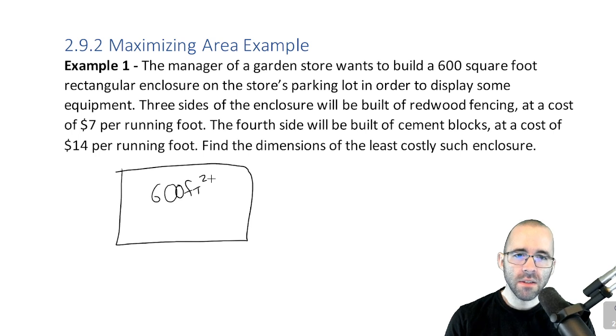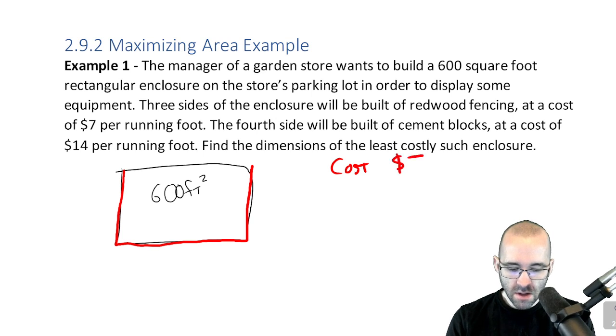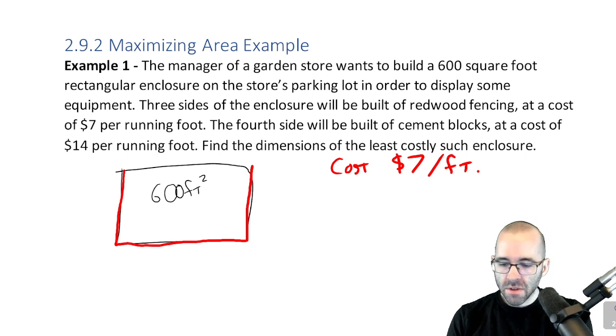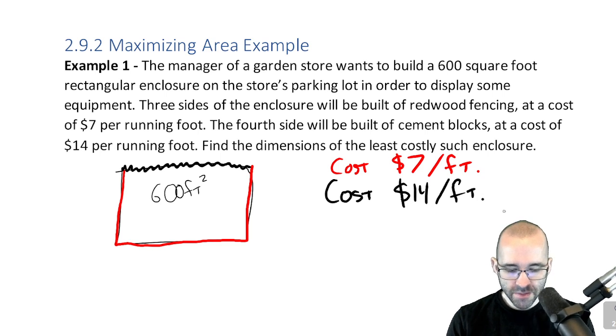It's on the parking lot in order to display some equipment. All right, that's probably just for context. I don't think that's going to be a part of the math. 3 sides are going to be built with redwood fencing. Okay, that's important. 3 sides are redwood fencing. Let's have this one. This red is going to be $7 per foot. Let's write that down. The 4th one will be of cement blocks. So these are my very lovely cement blocks. And that has a cost of $14 per running foot.